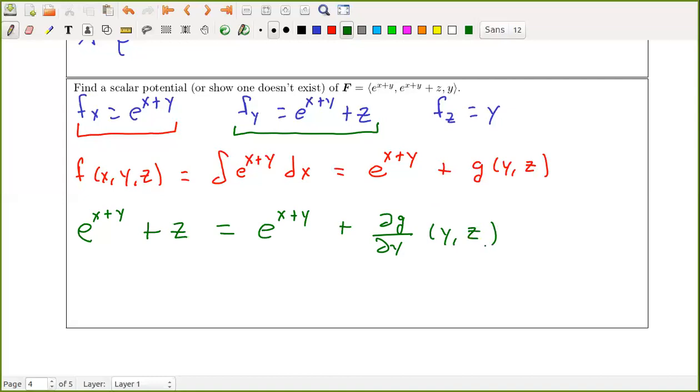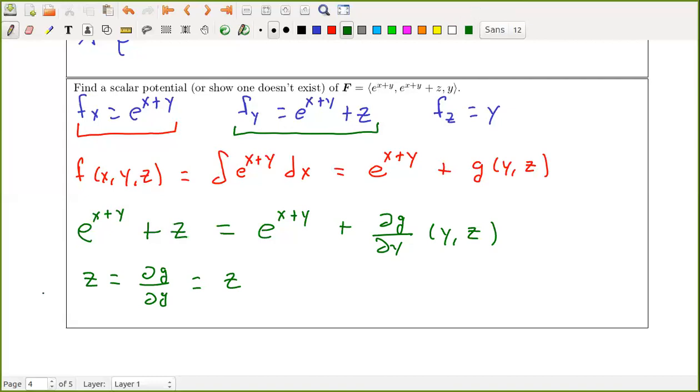of y, z. Okay, and now look what happens. The e to the x plus y's cancel, and this gives me the partial derivative of g with respect to y is equal to z. Well, I didn't need to write this twice, but the partial derivative of g with respect to y is equal to z.